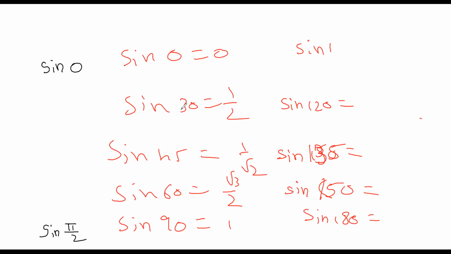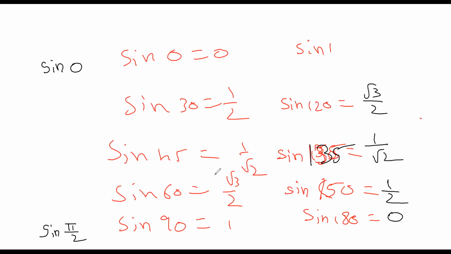So sine 120 is root 3 by 2, right? Okay. So what is the next one? Sine 135. That is 1 by root 2. Sine 150, that'll be 1 by 2. And sine 180 is 0.